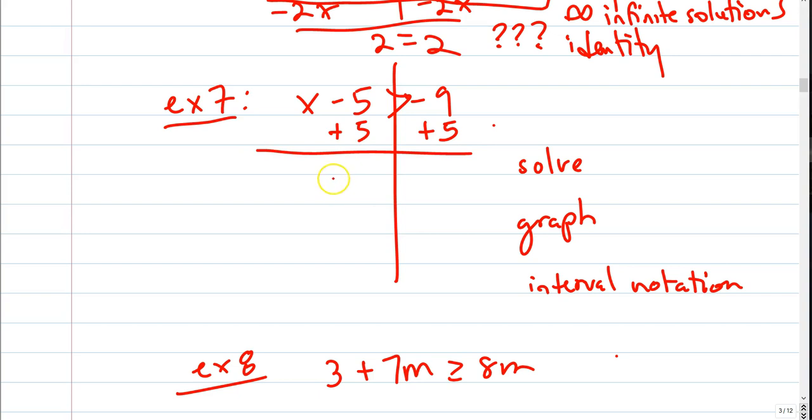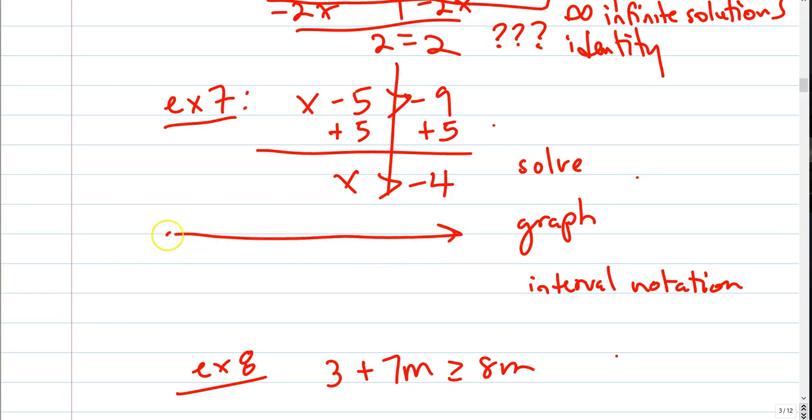What's left on the left side is just x is greater than negative 4. That is the algebraic solution. There we solved it. Next, we need to graph it. How do I graph that? Well, we have a key point at negative 1, 2, 3, 4.